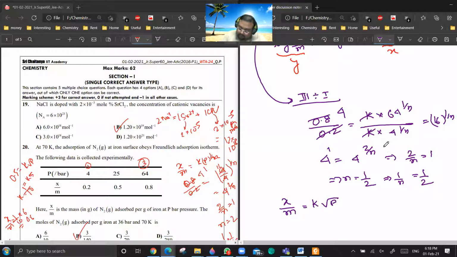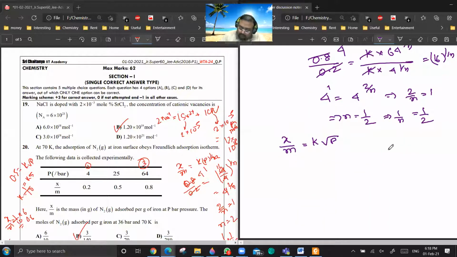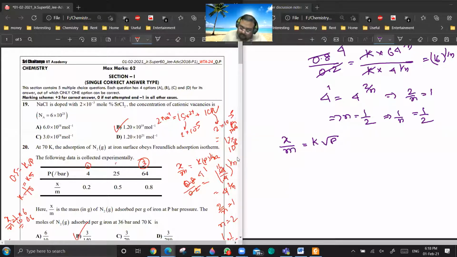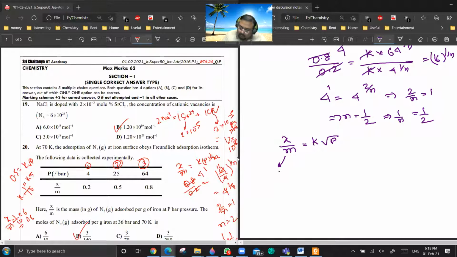Now if you use the second data, you can directly get the value of k. X by m, which is 0.5, is equal to k into under root of 25. So it is like 5k. From this, k will be 1 by 10. So I now know all three things: x by m is 0.1 root p.